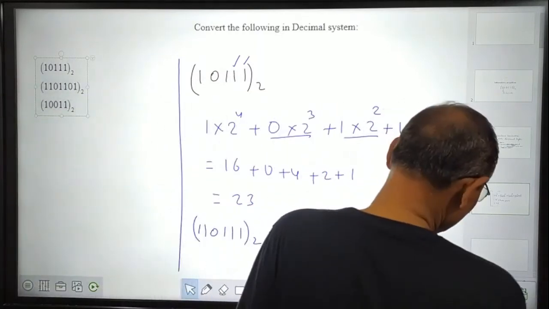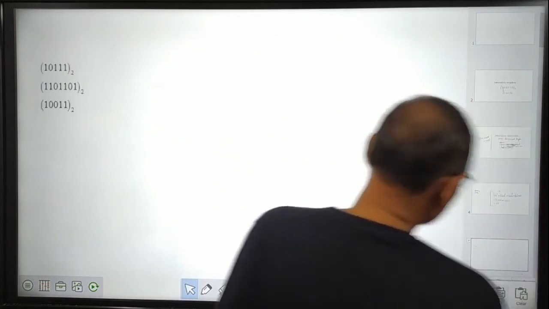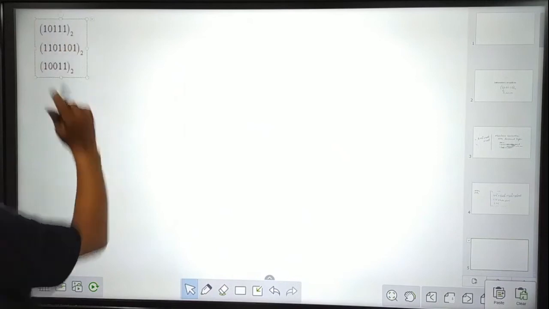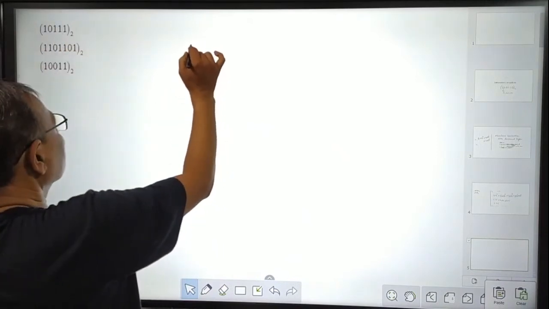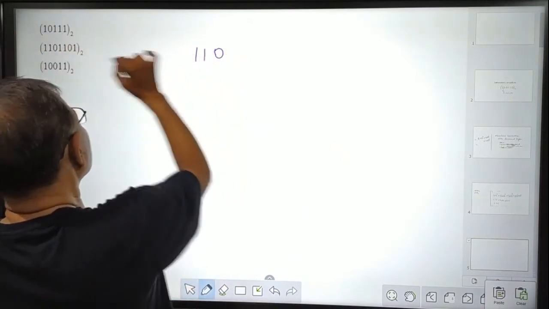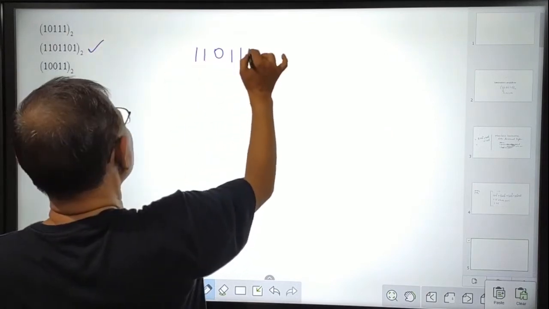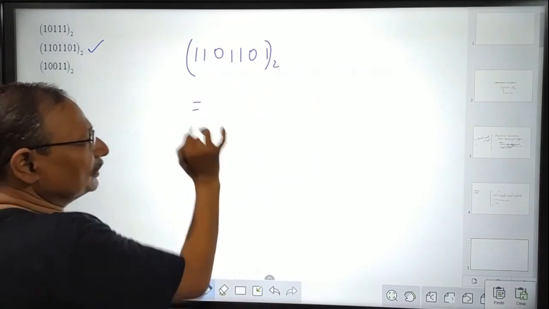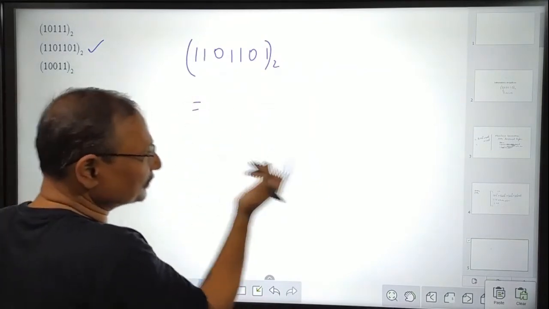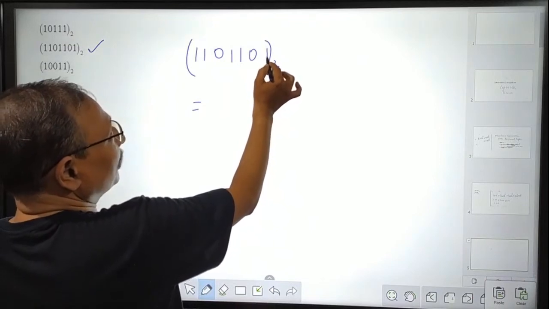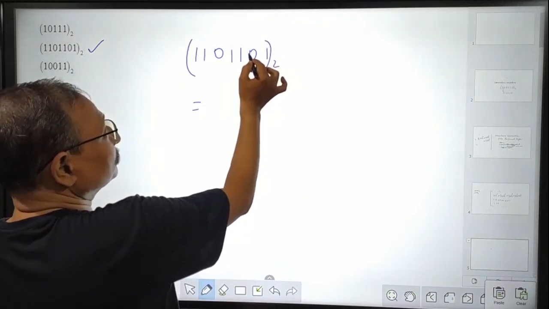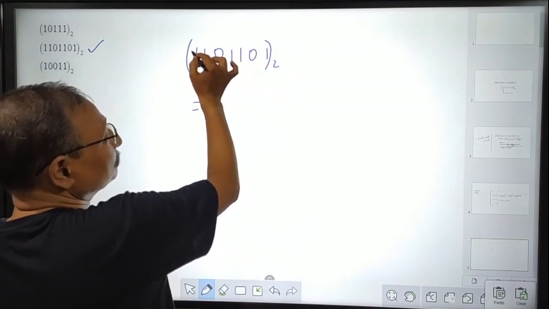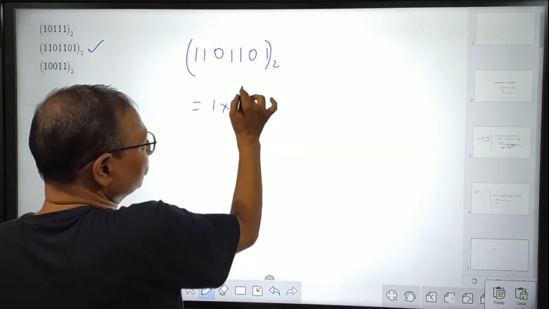In the next sheet we took a number, and now we want to convert 1101101, a number in the binary system, into the decimal system. Obviously we will write in the same manner. This will be multiplied by 2 to the power 0, this by 2 to the power 1, 2 to the power 2, 2 to the power 3, 2 to the power 4, 2 to the power 5, that means the last one will be multiplied by 2 to the power 6.